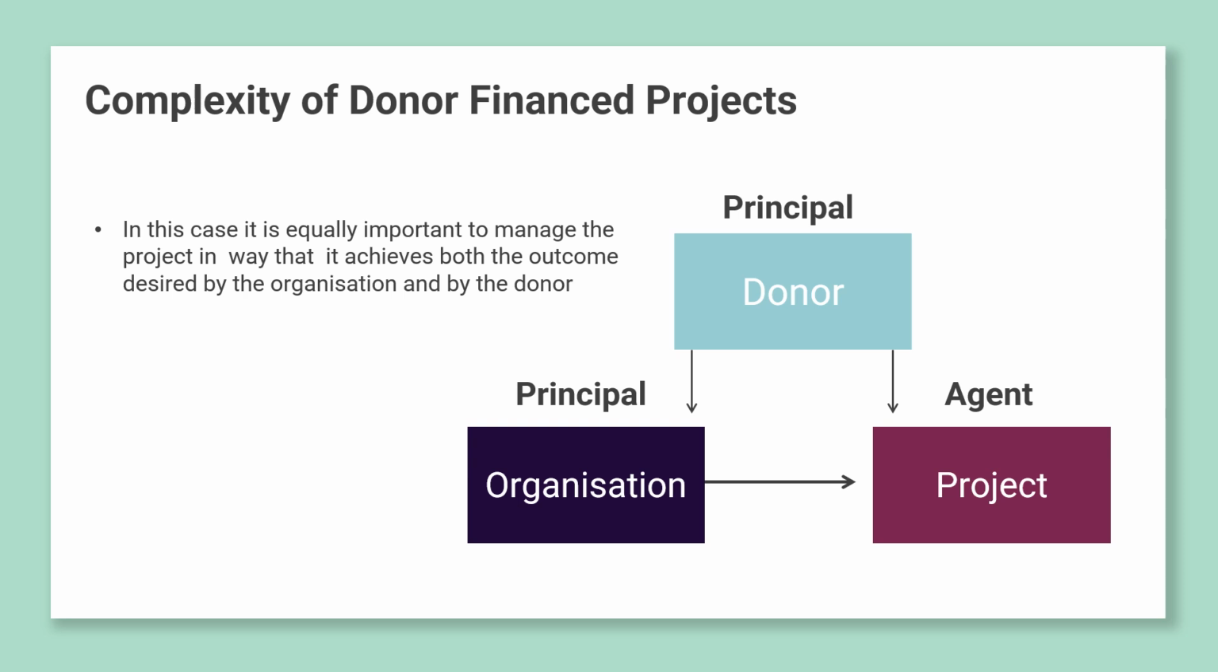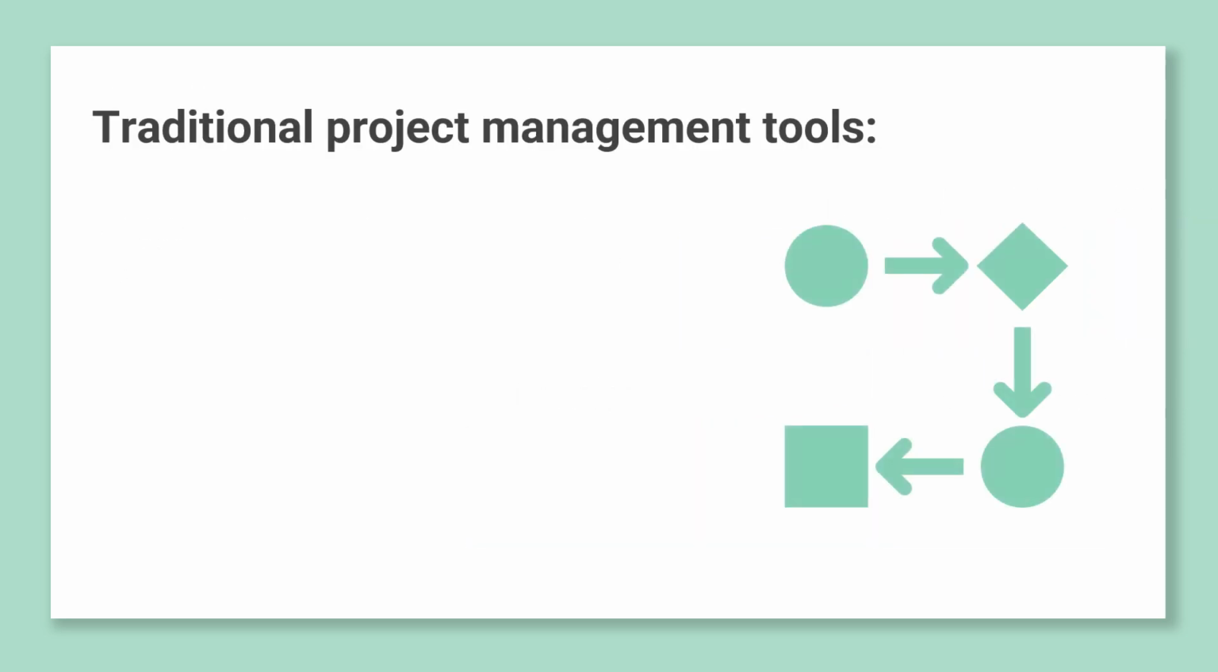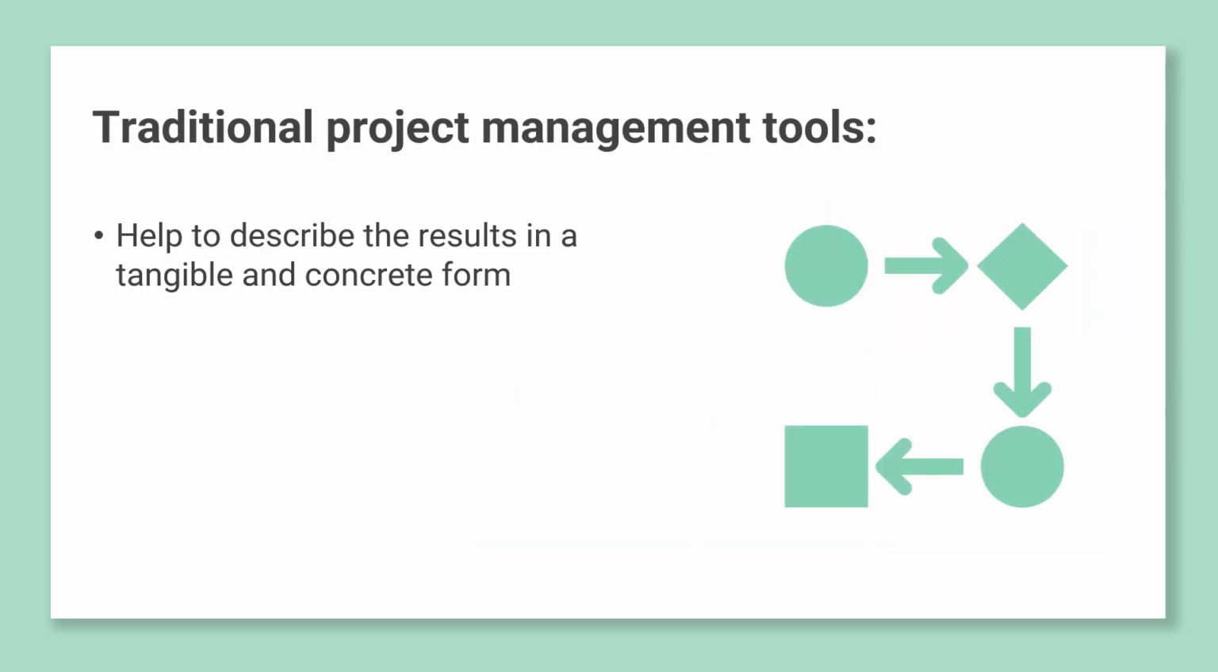Traditional project management tools typically help to phrase the desired results in a tangible and concrete form, so that the project has a very clear picture of the end product. However, the problem with this is that the final product is often not known in details before the beginning of the project. Often, the final product is a result of the process that the project is conducting.